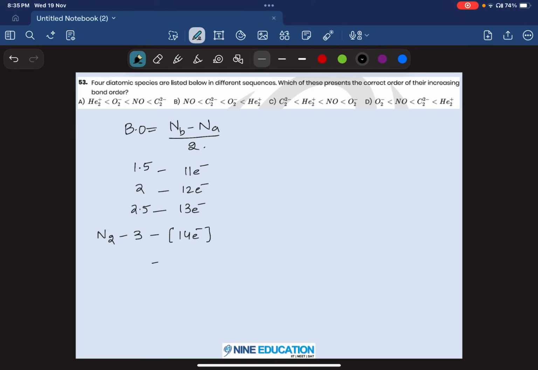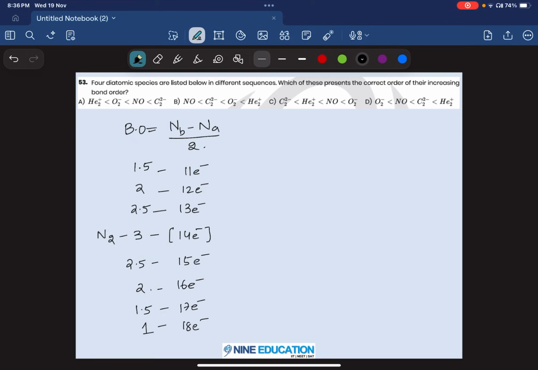And also 15 electron species will always have bond order 2.5. 16 electron species will always have bond order 2. 17 electron species have bond order 1.5. 18 electron species have bond order 1. So here, according to that, we can just compare the bond orders like that.